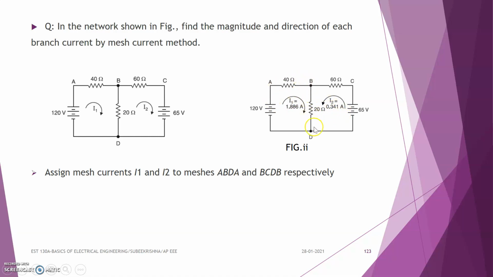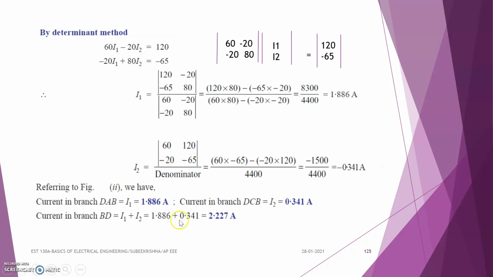What is the value of current flowing through this 20 ohm resistance? That is I1 plus I2, and that branch is BD. The current I1 is equal to 1.886 ampere, and the current I2 flowing through the branch DCB is equal to 0.341 ampere, and the current flowing through the central branch BD is equal to the sum of these two currents, that is I1 plus I2, equal to 1.886 plus 0.341, equal to 2.227 ampere flowing through the branch BD. So that is the answer.